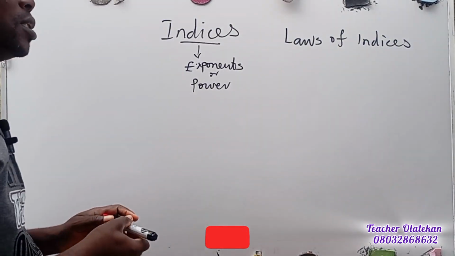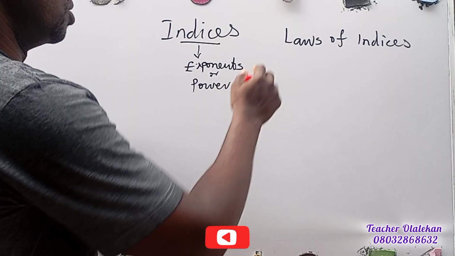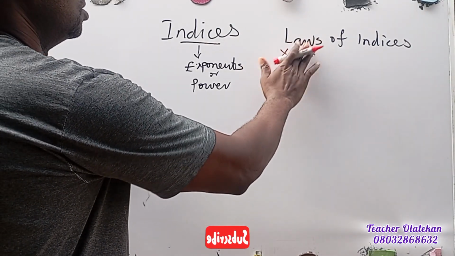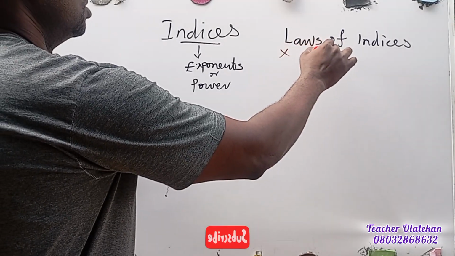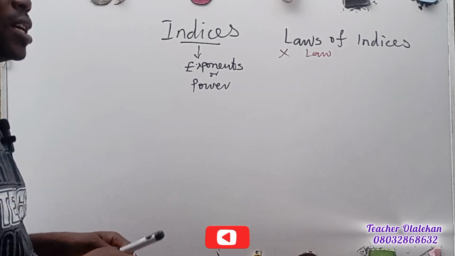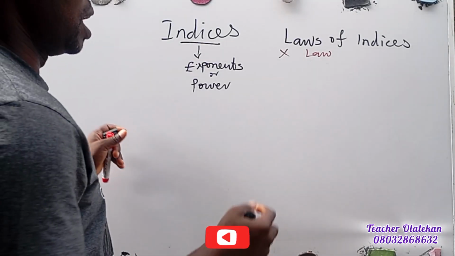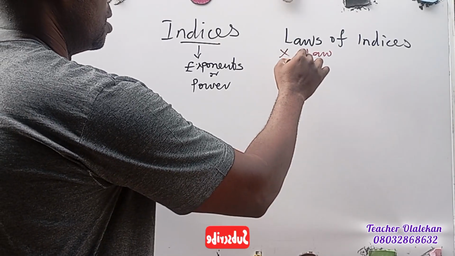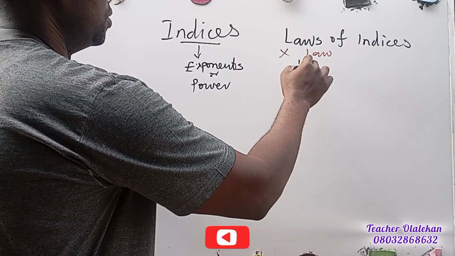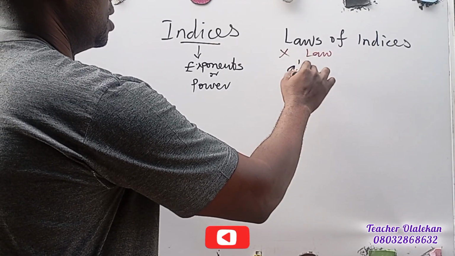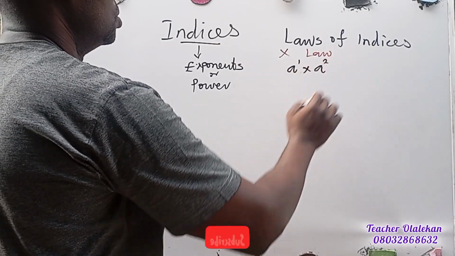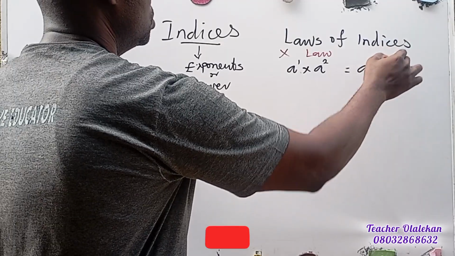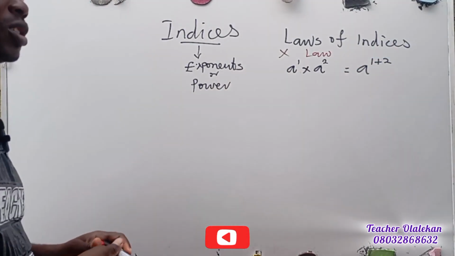So the first one is what you can call the multiplication law. The multiplication law simply says that when you multiply, you add the exponent. For example, we have a raised to power 1 multiplied by a raised to power 2. So that simply becomes a raised to power 1 plus 2. So that is the multiplication law.